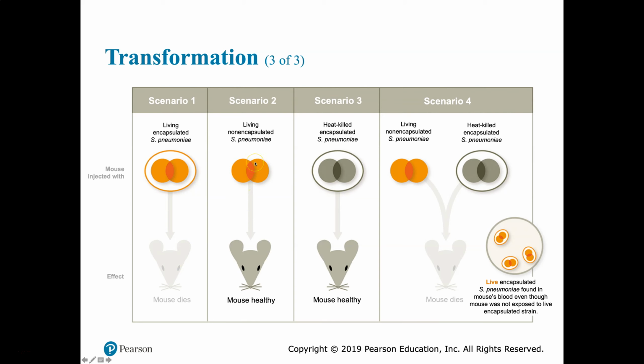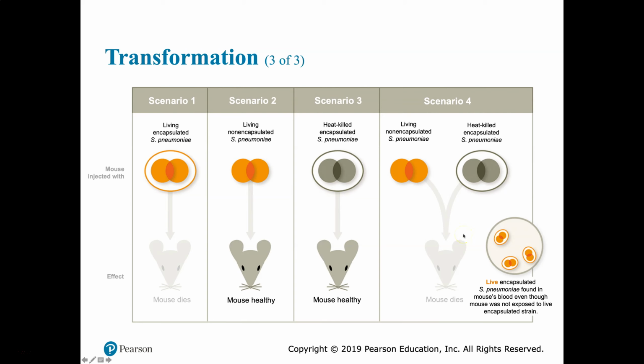Then in scenario 2, living non-encapsulated Strep pneumoniae, basically they got rid of the capsule, but the cells are still alive. Enter the mouse, mouse is fine. Mouse is healthy. Third scenario, you take encapsulated Strep pneumoniae and you heat it to kill it. Once it's dead, you then inject it into the mouse. It's dead, therefore the mouse is perfectly fine. But here's where it gets interesting.